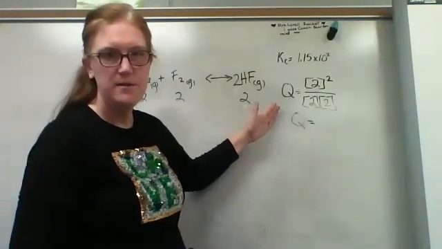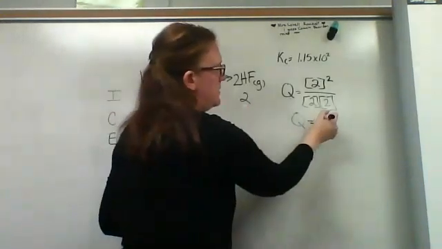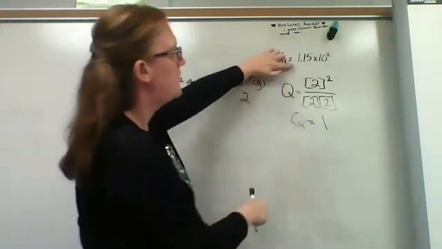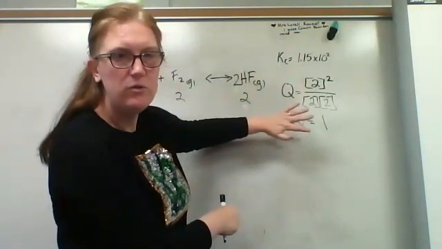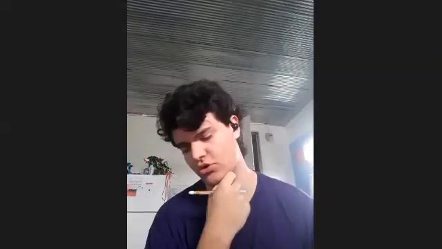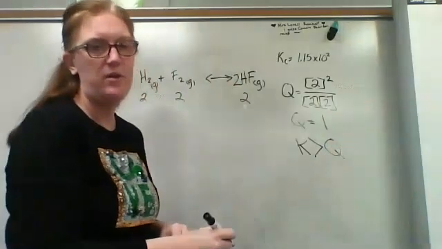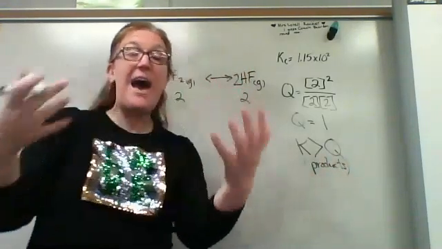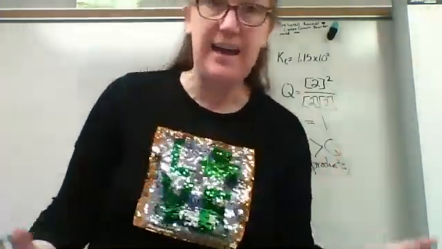Okay. So Q equals 1 because it's 4 divided by 4. Look at your K and your Q. How do they compare? K is larger than Q. So what's going to be favored? The product. So we're going to be adding stuff to the product. So we're going to add X here in a minute.